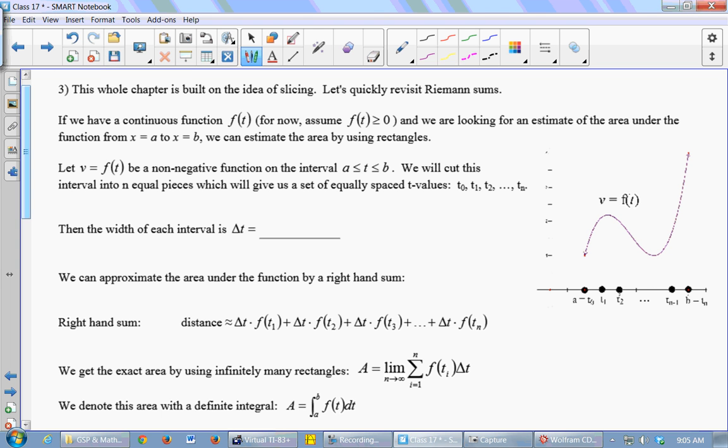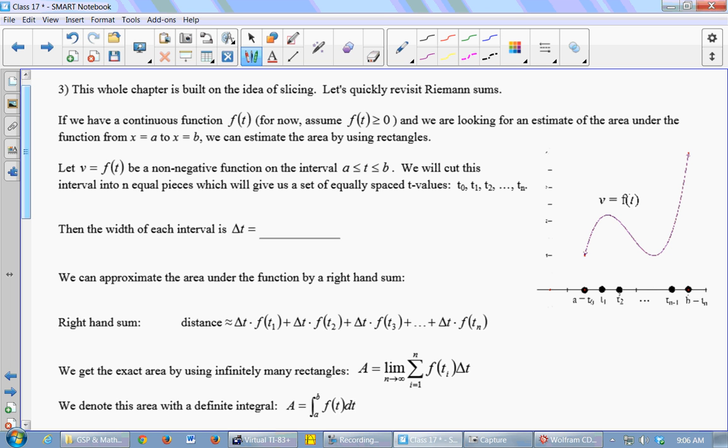Okay, so this whole chapter is built on the idea of slicing. So we're going to quickly revisit Riemann sums. Remember, if you have a continuous function, for now assuming it's positive, and we're looking for an estimate of the area under the curve from a to b, you slice it into rectangles. So you take your whole interval, you break it into n little subintervals.